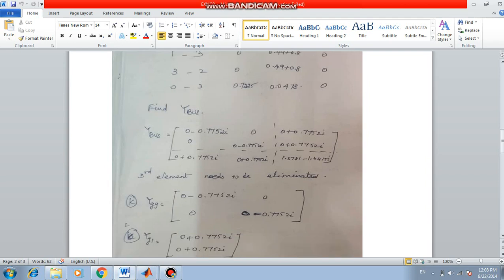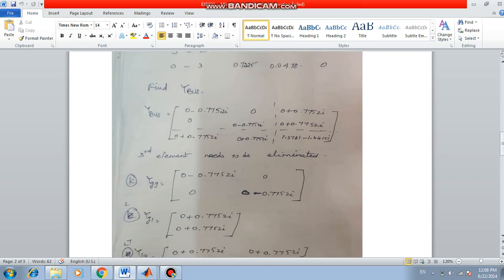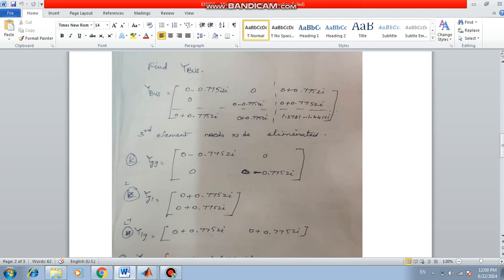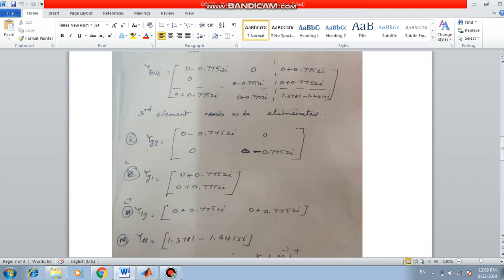So this is a multi-machine system. What you need to do is eliminate the node, that is, the bus which does not have a generator. Here the third bus doesn't have a generator, so you are eliminating the third node. You can eliminate it by the node elimination technique. For that you need to eliminate the third row and third column. You write the remaining first and second rows and columns as the matrix K. Then L is the element of the third column in the first row and second row, that is L.